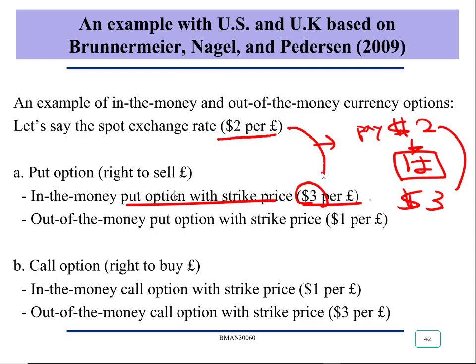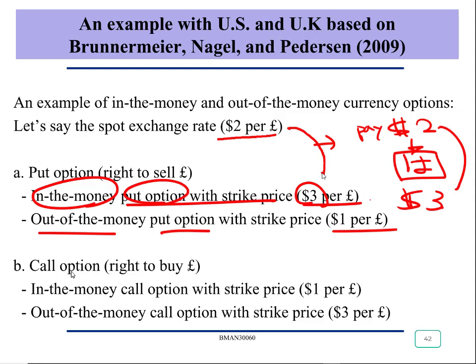So by exercising these put options, you can make the difference as your profit. So we call this put option an in the money put option. By exercising this put option right away, you can make profit. And we can think about a put option with strike price like this, $1 per 1 pound. So you have a right to sell 1 pound for this price. Obviously, given this exchange rate, you're not going to exercise these put options. So this is a so-called out of the money put option. By exercising these put options, you're going to lose. You're not going to execute this one.